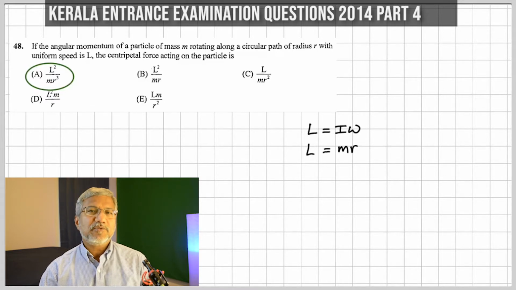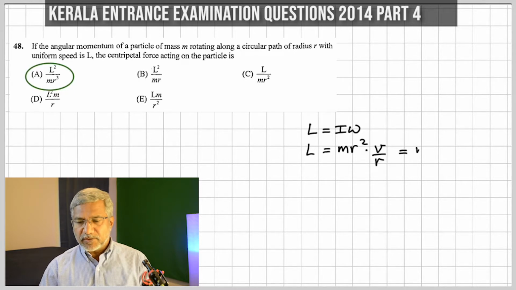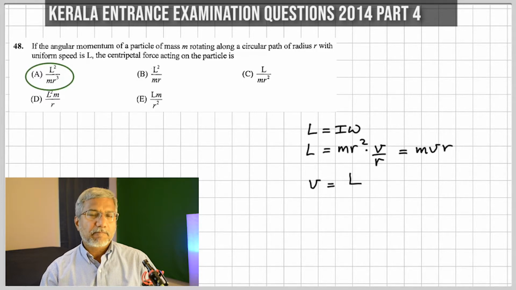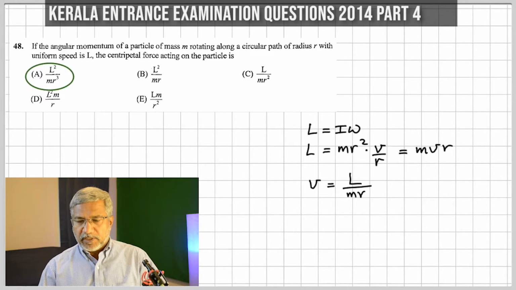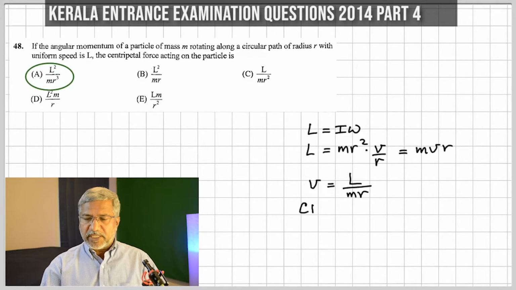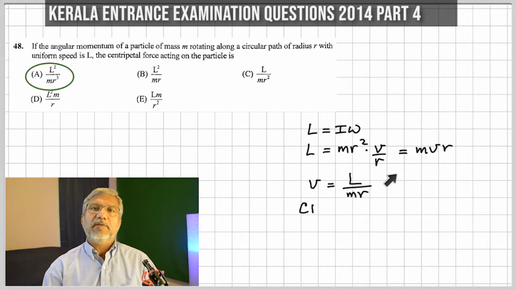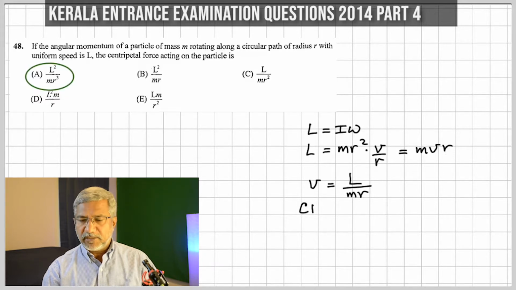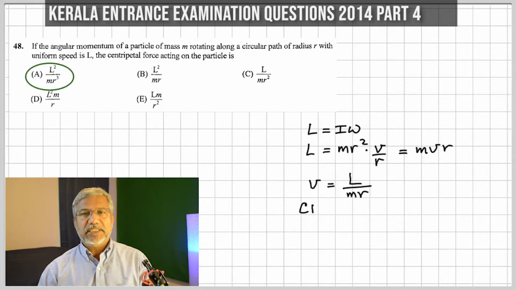Angular momentum is I times omega. What's I? I is the moment of inertia. But for a particle, the moment of inertia is mr squared. And omega is v by r, linear velocity by radius. So that simplifies to mass times velocity times radius. So we can rearrange that to get L is equal to mvr, so V is equal to L by mr. You see that? We made velocity the subject.